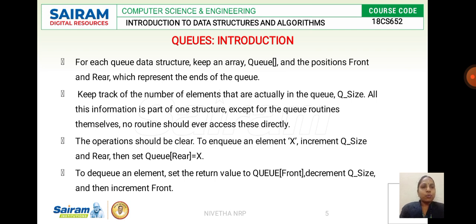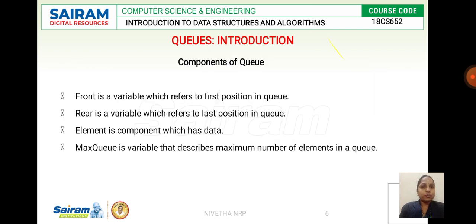So whenever we want to insert an element, we will be incrementing our rear end by 1. Whenever we want to delete an element, we will be deleting the element at the front end and we will be incrementing our front end. This is the basic principle we follow in the queue.